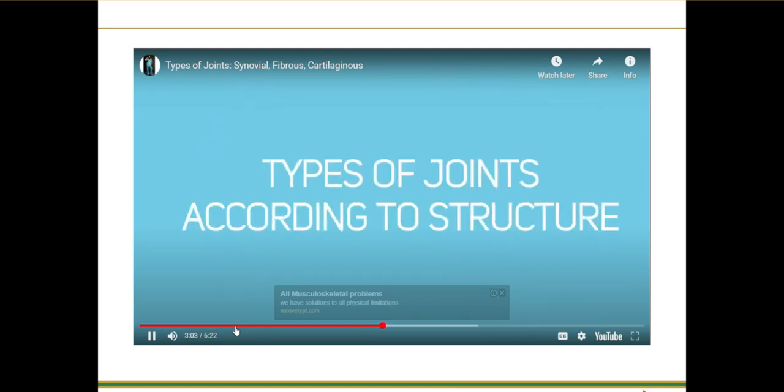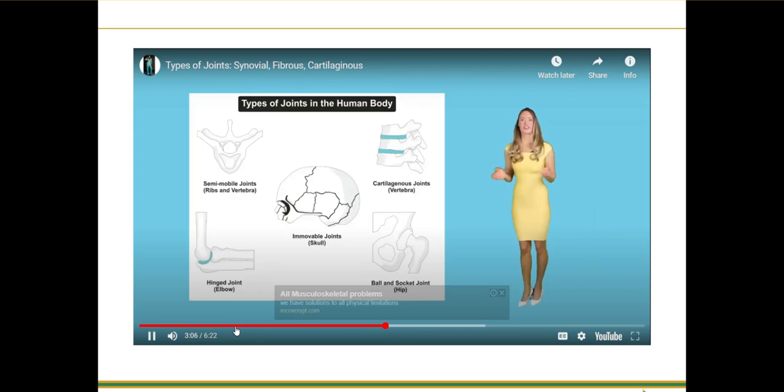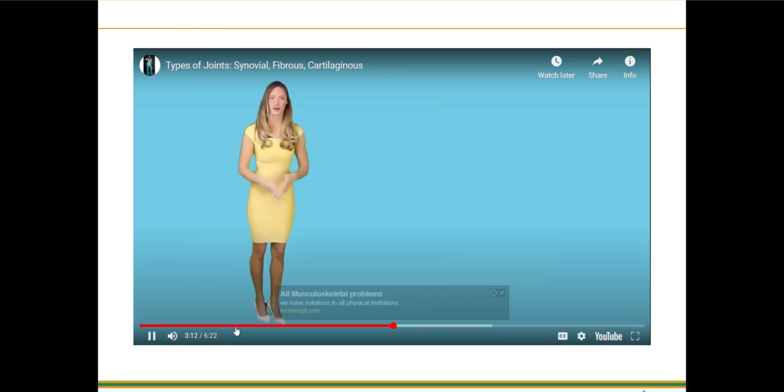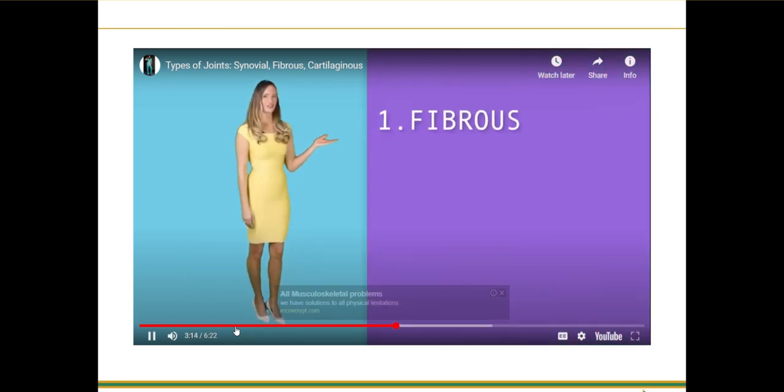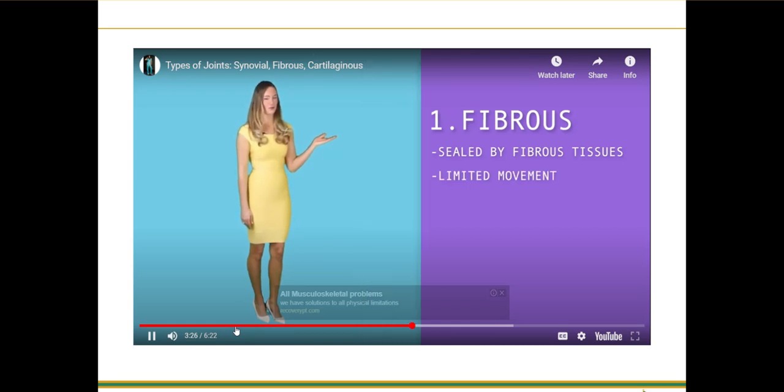Types of joints according to structure. As mentioned, there are three types of joints according to structure, or the kind of tissue that holds them together. 1. Fibrous. These are joints whose surfaces are sealed by fibrous tissues. Given that they are fibrous, the connective tissues are hard, and movements allowed for the bones become very limited, making the bones close to immovable.